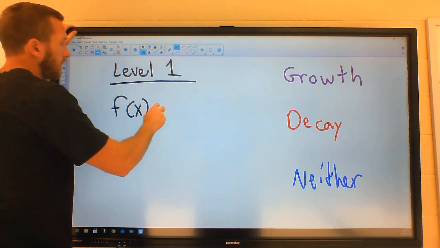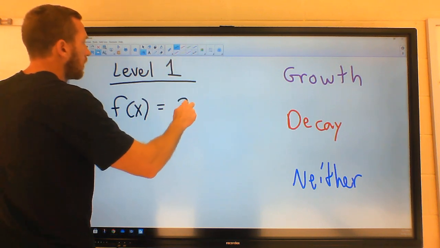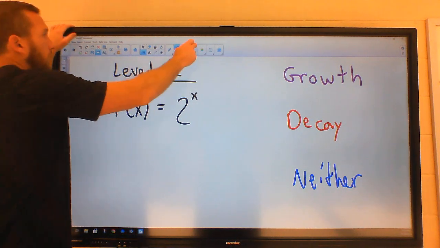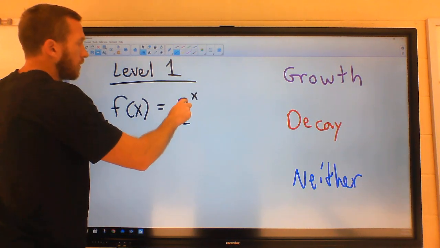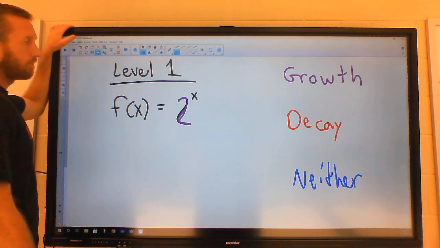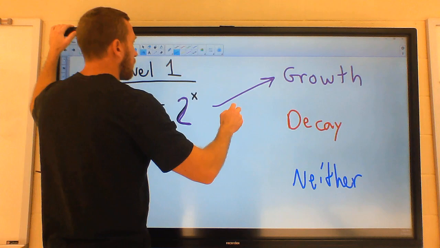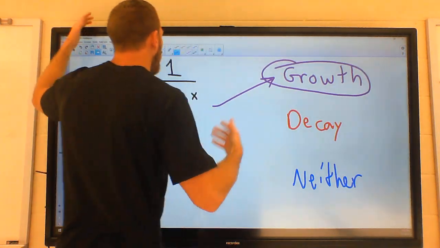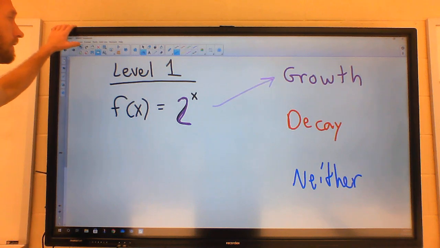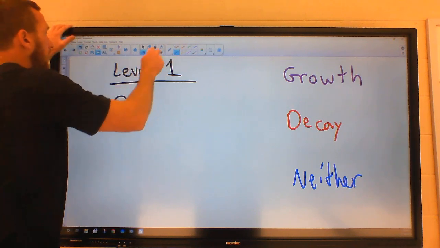f(x) is some number 2 raised to the x power. What you would do is look at the number 2, because 2 is bigger than 1. This would be a growth problem. Boom. So that's our first example. Hopefully you're writing this stuff down. All right, let's do another one.